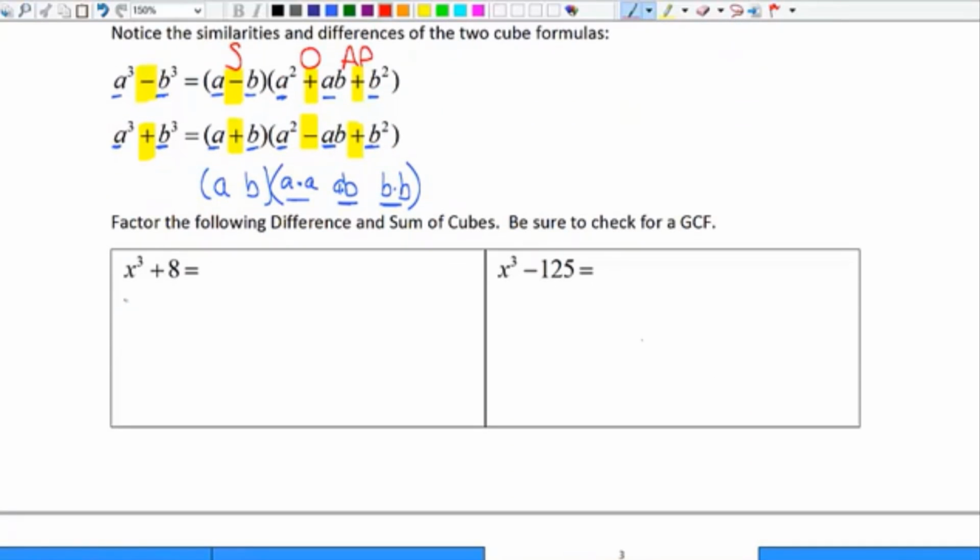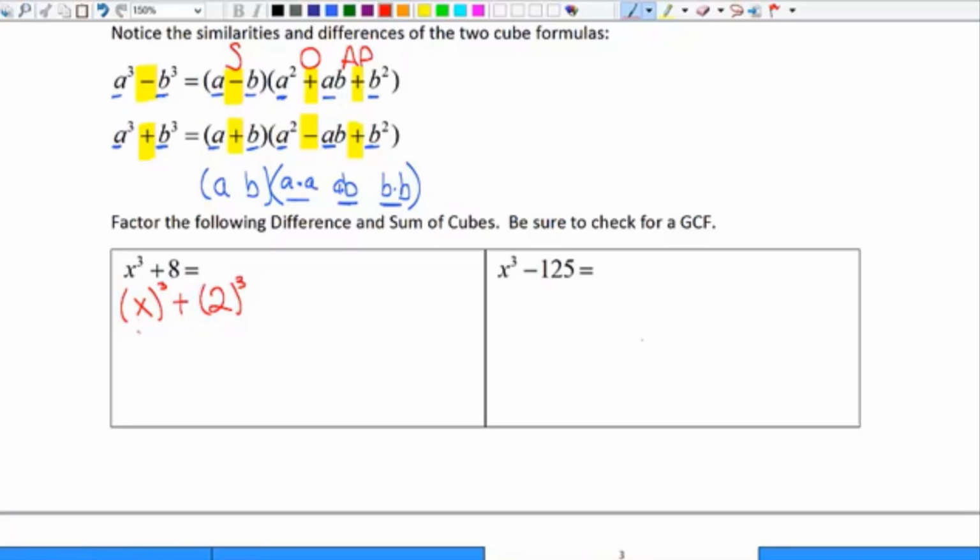On this first problem we have x cubed plus 8. Well, I want to first identify what's being cubed on each one of these. Clearly on the first term, x is being cubed. It clearly says x cubed. But how can I rewrite 8 as a perfect cube? Well, if you look up in the list we just wrote, we know that 2 cubed is 8. So we have x being cubed and 2 being cubed.